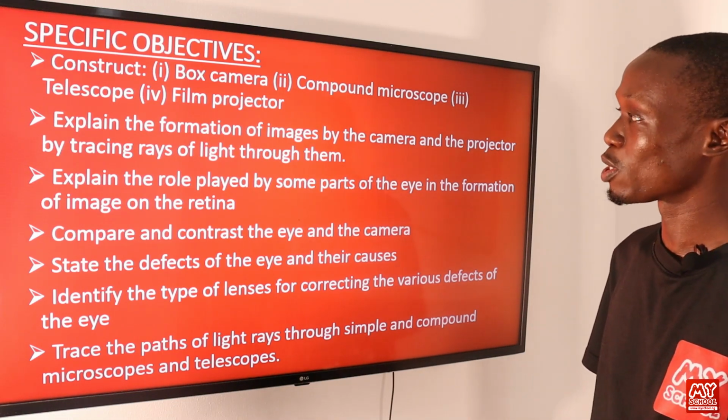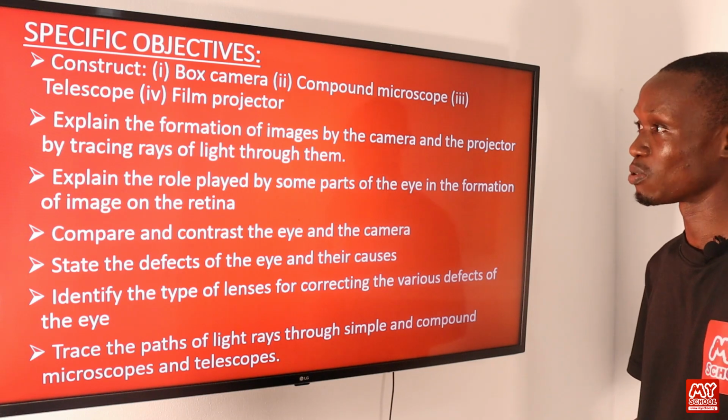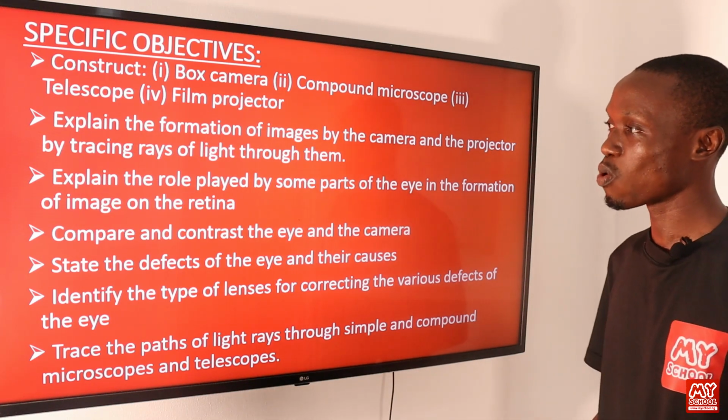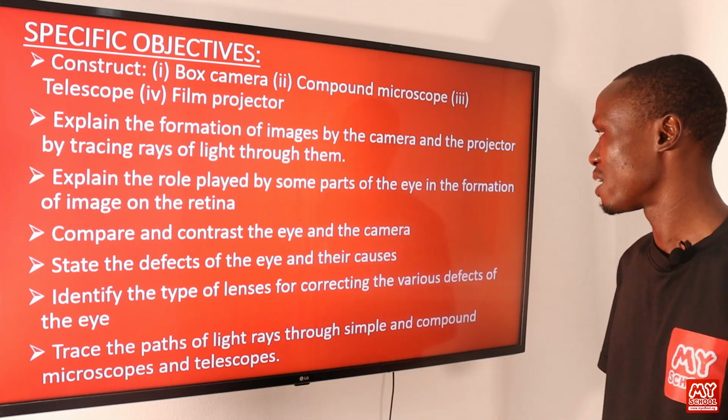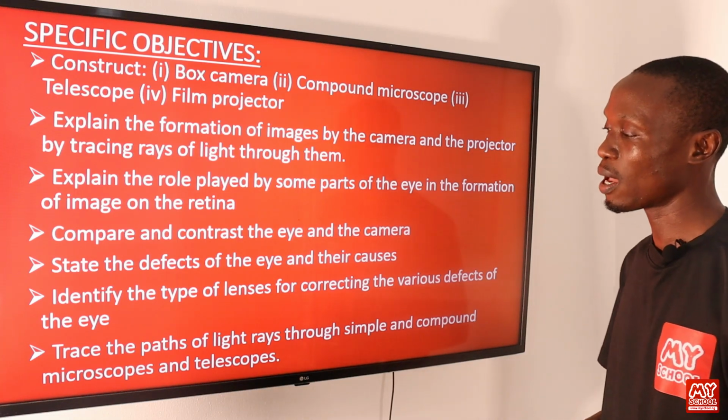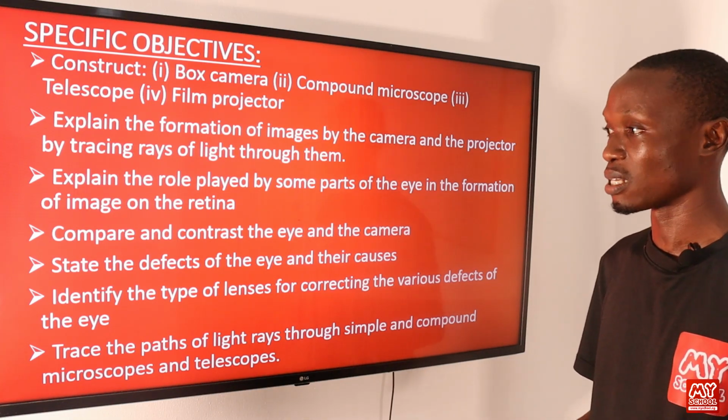Objective 2: explain the formation of images by the camera and the projector by tracing rays of light through them. 3: explain the role played by some parts of the eye in the formation of image on the retina. Then 4: compare and contrast the eye and the camera.